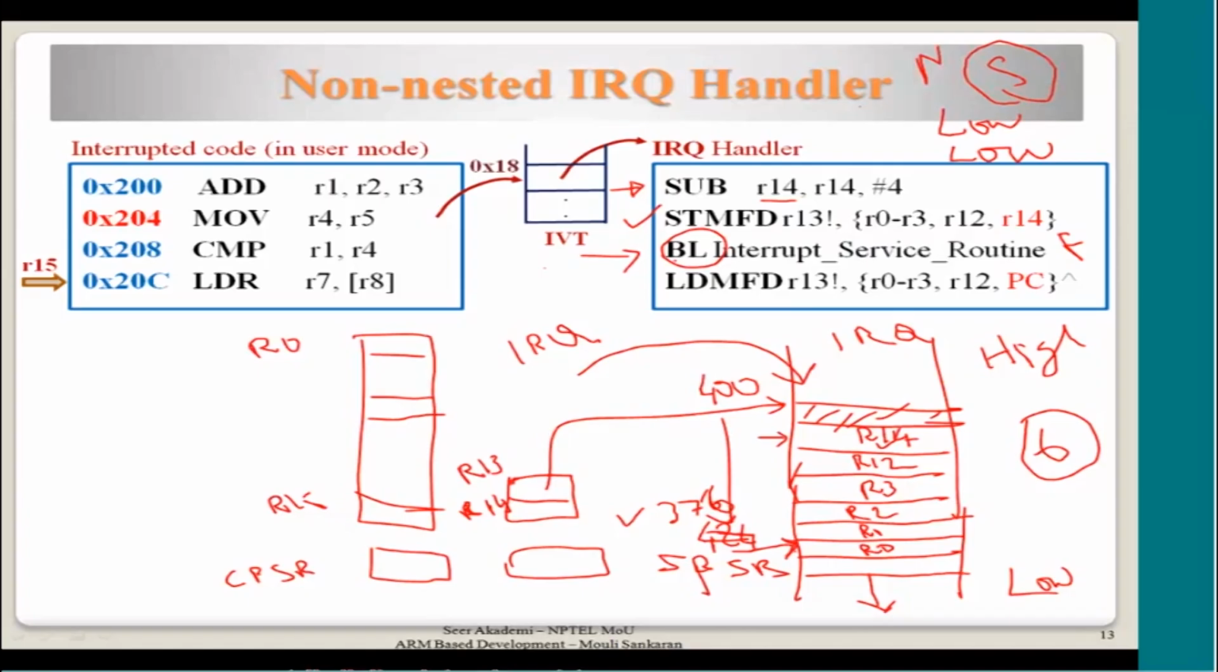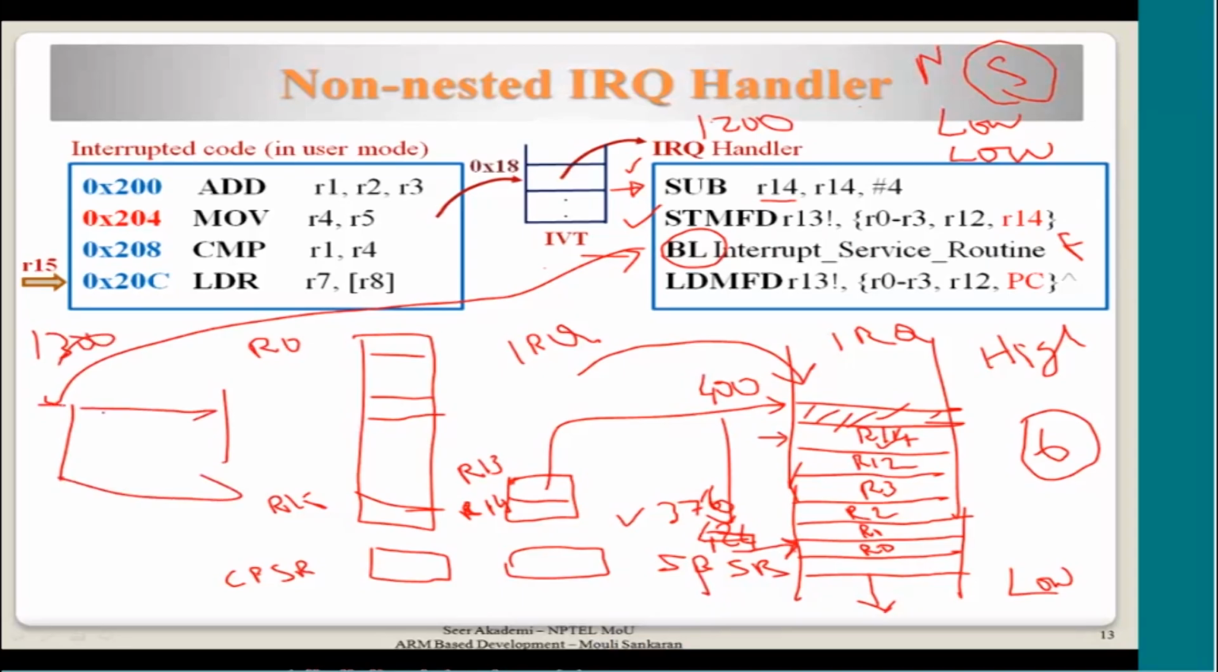That means it is currently executing some handler, maybe at address 1200. The handler is started. The BL may be somewhere at another address, maybe 1300, so the handler is somewhere else, and PC has to go there now. Please remember, it came to the vector table, and from the vector table it came to 1200. Assume this is the address of the handler. This code is located at 1200, and from there it is now going to another place, which is 1300. You can see the flow.